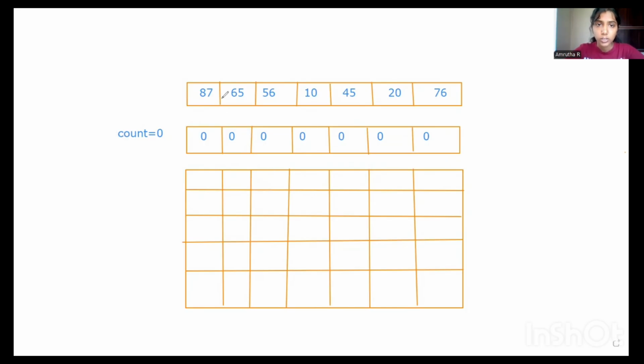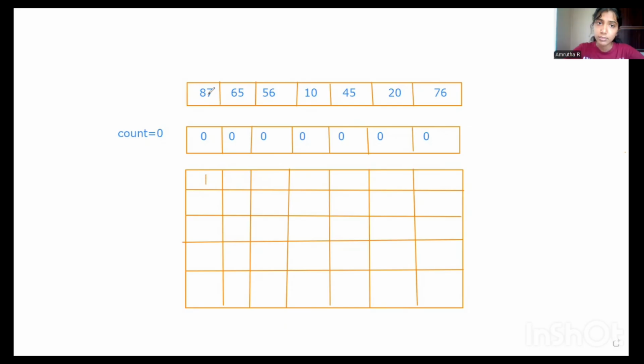Now, according to the algorithm, we'll start comparing the first element with the rest of the elements and increment the count of this element if this element is greater, or increment the count of the other element if that element is greater. We'll see how it works. Now, let us consider 87 first and compare it with 65. Out of these two, 87 is greater, so we're incrementing the count of 87 from 0 to 1.